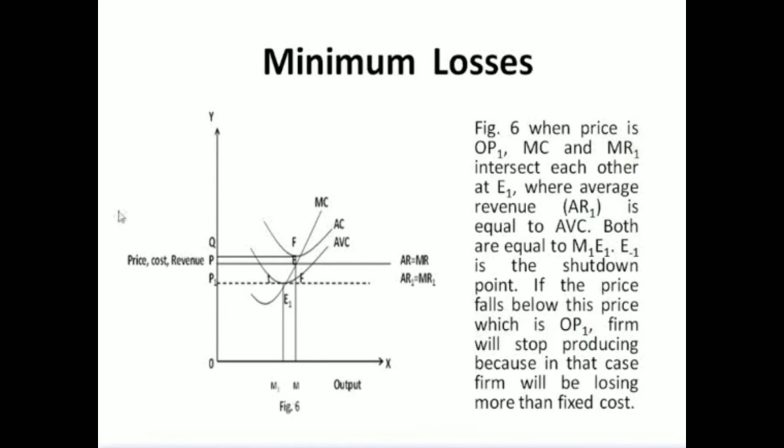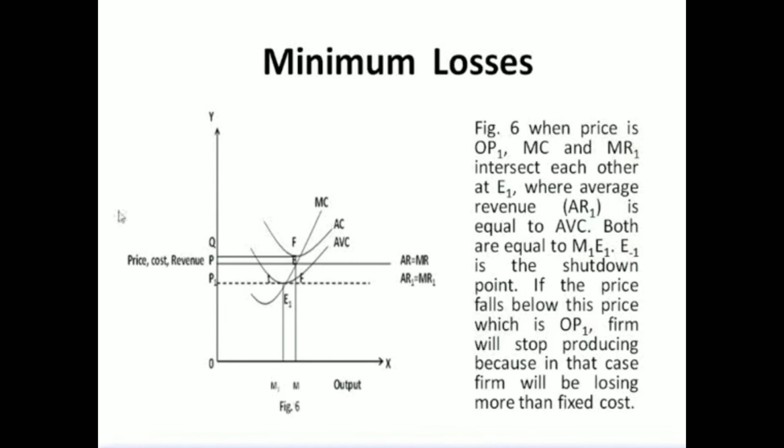Now suppose the price of the commodity falls in the market and the new price, for example, is OP1. That's a lower price. Look at the graph, we can see OP1 on the y-axis. So at the new price OP1, price is equal to AR1 is equal to MR1. MC is cutting MR1 at the point E1, which is given in the graph. MC is equal to MR at this point, and MC cuts MR from below.